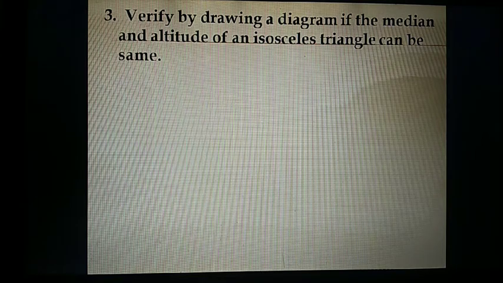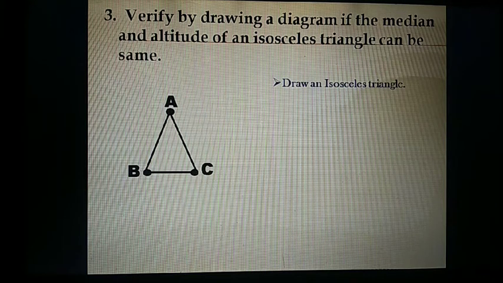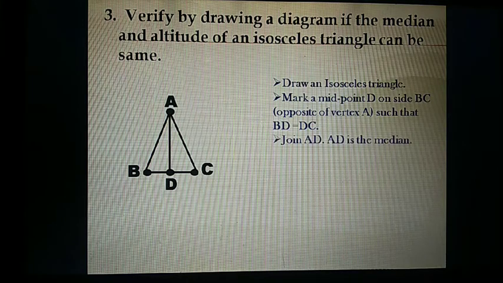Now we are supposed to verify this. For this, we will start by drawing an isosceles triangle. Here, this ABC is an isosceles triangle as AB and AC are equal to each other. Now, you will mark a midpoint D on the side BC, which is opposite to vertex A, such that BD is equal to DC. Now when you join A to the midpoint of the opposite side BC, you will get a median AD.